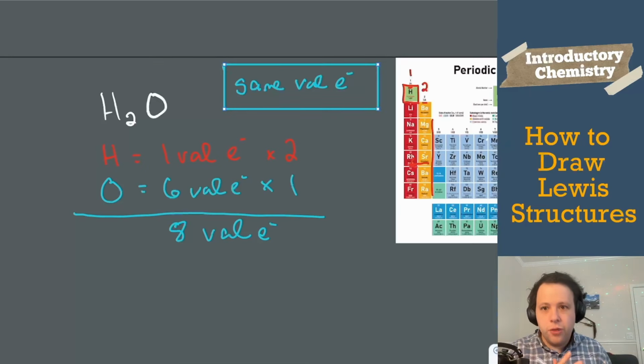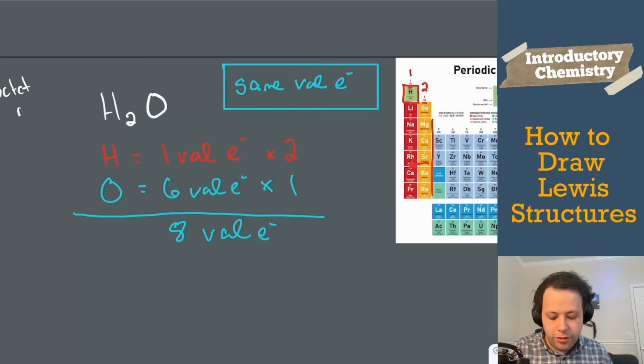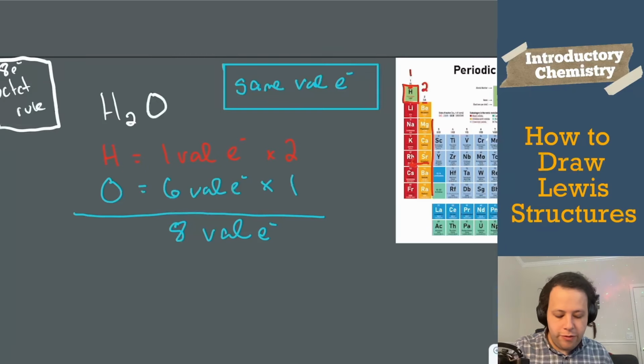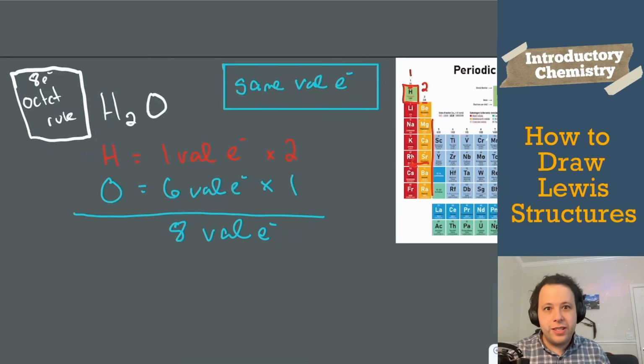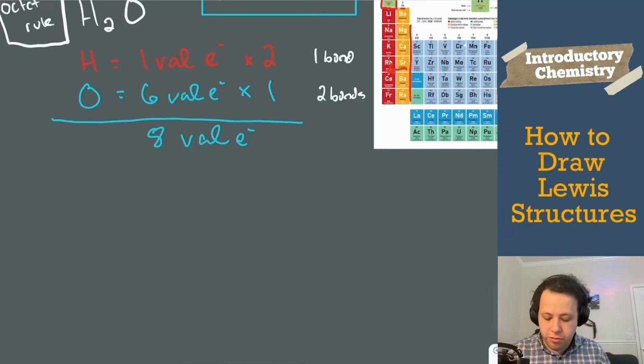Out of these, which one can make more bonds? Remember, we want to satisfy the octet rule, which means that we want to have a total of 8 electrons. Let me move that over because I realize that's getting cut off. How are we going to be showing those 8 electrons? Well, oxygen can make 2 bonds to fulfill 8, so that's 2 bonds. Hydrogen can make 1 bond. So what that means is that oxygen can make more, so that's going to be our center atom.